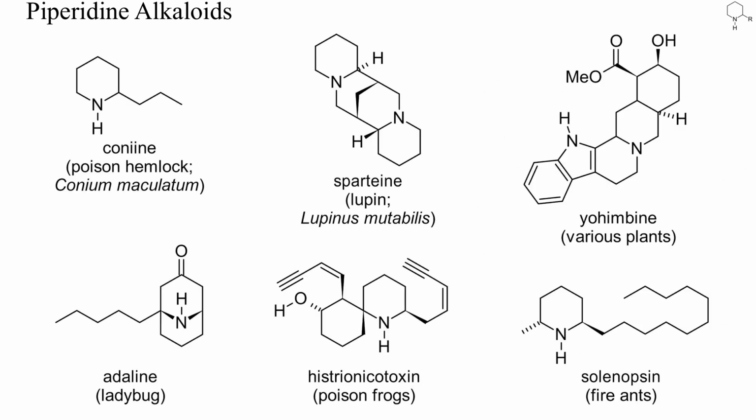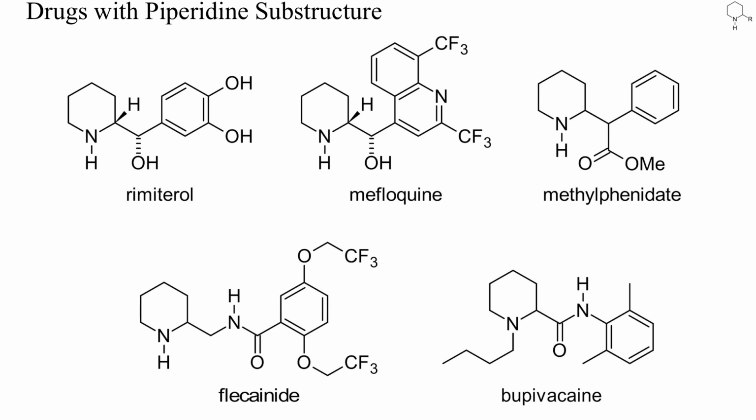Many plants and animals produce alkaloids with piperidine substructure to kill or scare herbivores and other assailants. Here's a selection of natural piperidines, but there are many more. Also, many synthetic drugs are substituted piperidines. These compounds are metabolically sufficiently stable and show good oral bioavailability.